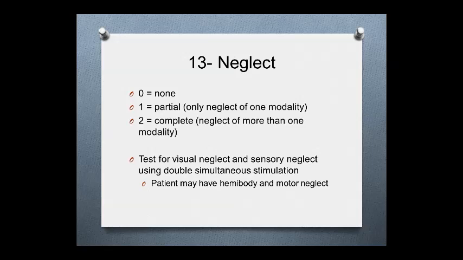Now, obviously, if someone has dense sensory loss, you can't test for this. If they have a complete visual field cut, you can't test for this. And you would assume that this is normal in this case and score them a 0. You can test for visual and sensory neglect, but they can have other types of neglect that you don't officially test for on the stroke scale.